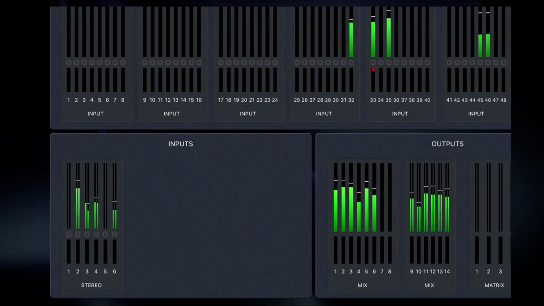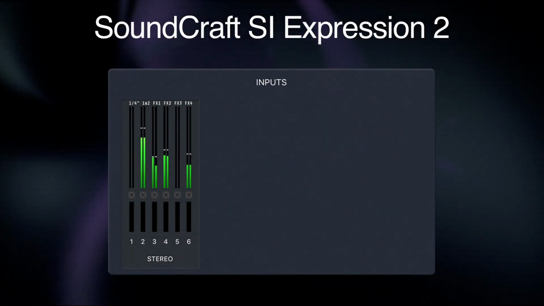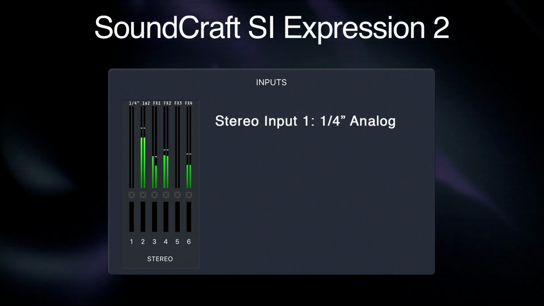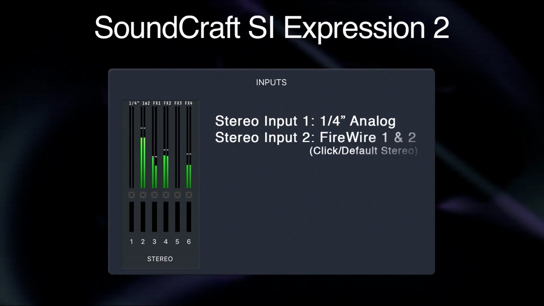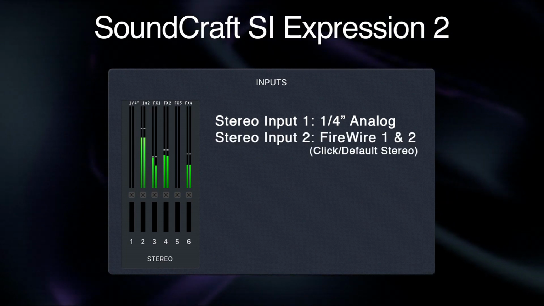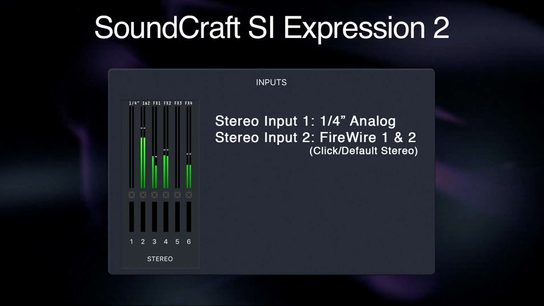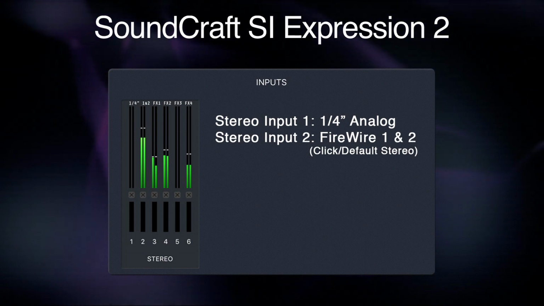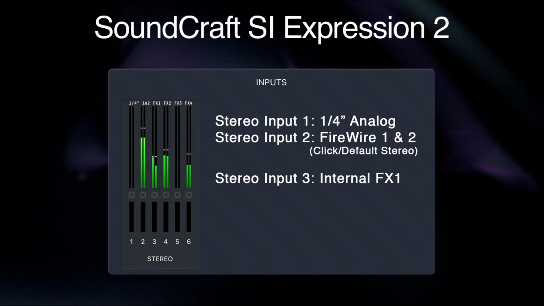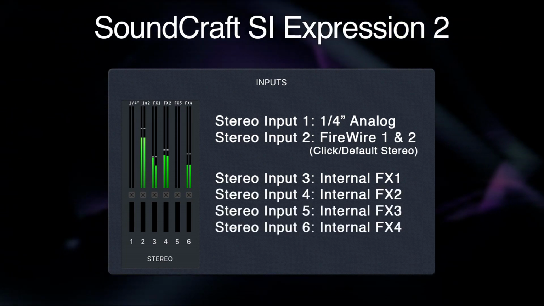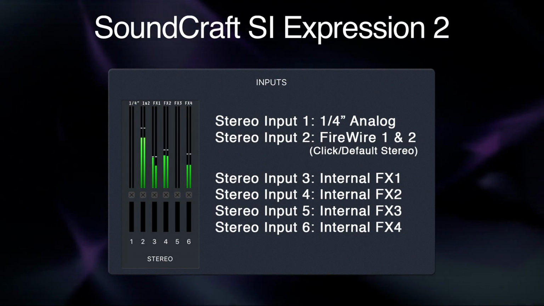Let's take a closer look at our stereo inputs, which come from 3 different sources. The first stereo input is the 1/4-inch analog built in on the console. The second stereo input is FireWire bus channels 1 and 2. This is the default stereo channel coming from the DAW software, which also carries our click track. Stereo input 3 is the internal effects 1 return, and same with stereo input 4, 5, and 6. These are the returns from the internal Lexicon effects bus.